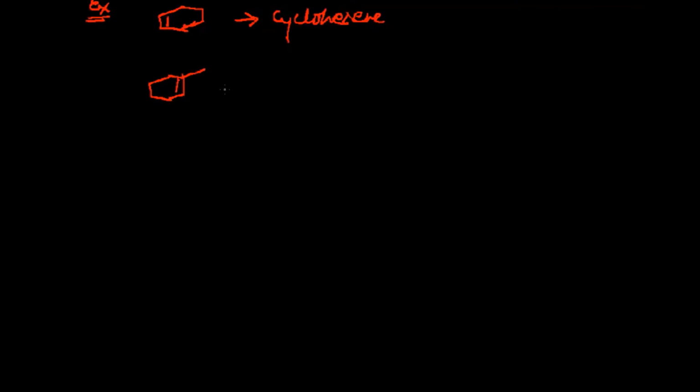So how is the numbering done? Either from this side, that is from top to bottom, like this is 1, this is 2, or it could be done in this way.